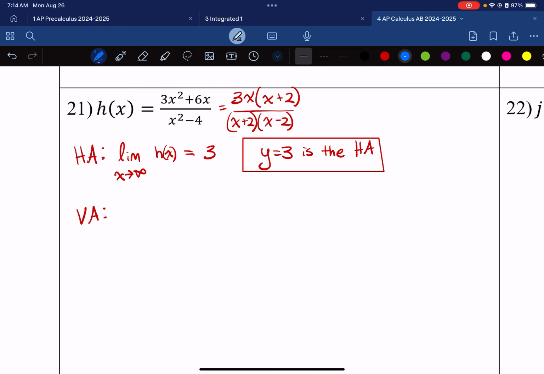And again, I can cross off the x plus 2's because those are my holes. That's a hole. Whenever the top and bottom cancel out, they're always holes. This is the only thing that's going to be the vertical asymptote. So my x minus 2, the denominator, is set equal to 0, and you can say x is equal to 2 is the vertical asymptote.